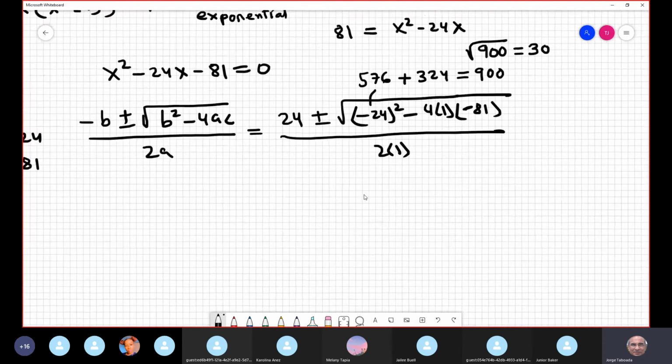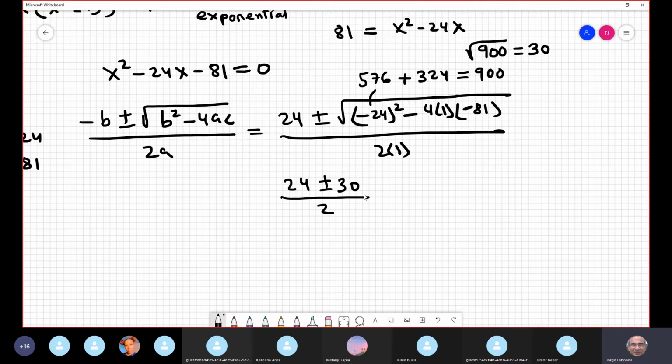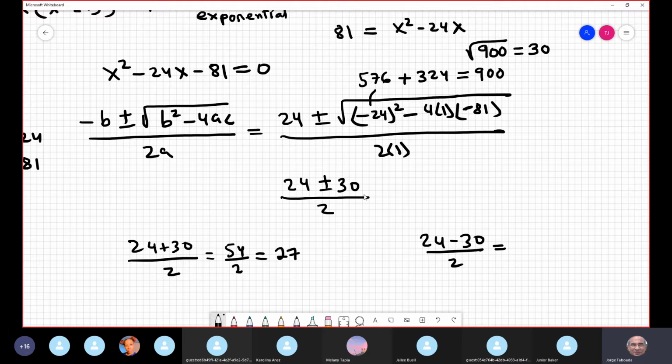And so far, my answer is 24 plus or minus 30 divided by 2. Let me separate: 24 plus 30 divided by 2, and 24 minus 30 divided by 2. Okay, 24 plus 30 is 54. 54 divided by 2 is 27. This is one potential solution. And 24 minus 30 is negative 6, and negative 6 divided by 2 is negative 3.